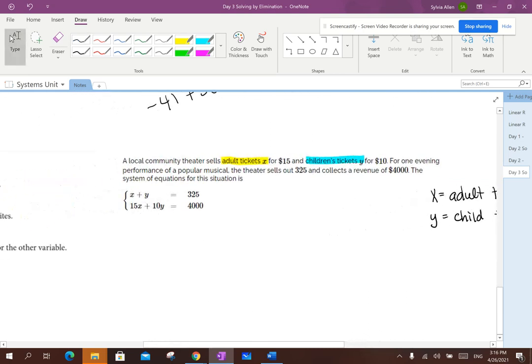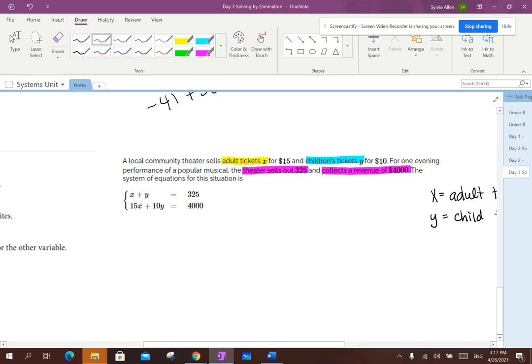All right. For one evening of the performance of a popular musical, the theater sells out 325 tickets and collects $4,000. Here's the system of equations. So I want you to understand one equation has to represent quantity, which is going to be the adults plus the children was 325 tickets. And then the other one, because we're talking about money, has to be in terms of money. So this is $15 per adult ticket, and this is $10 per child ticket, and it was a total of $4,000. So let's go ahead and solve this.